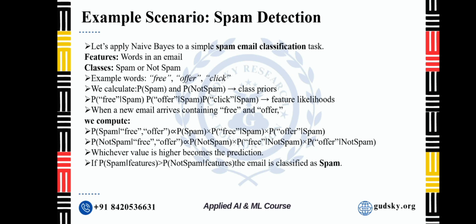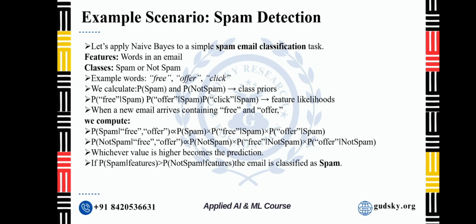In this case, each word in an email becomes a feature and the classes are spam and not spam. Suppose we have three keywords: free, offer and click. The algorithm first calculates P(spam) and P(not spam), the class priors. And then we go for P(free | spam), P(offer | spam), P(click | spam). So this is the feature likelihood, and similarly for not spam also.